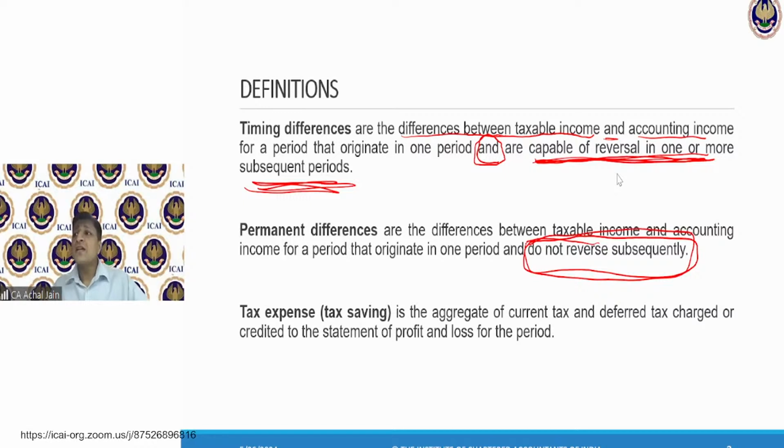Can you give me some examples of permanent differences? Some examples of permanent differences means the differences which will not get reversed in the future years, which are going to stay permanent. Quickly, over to you. Yes, tell me examples of permanent differences.